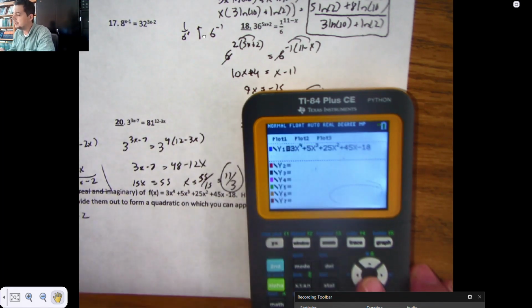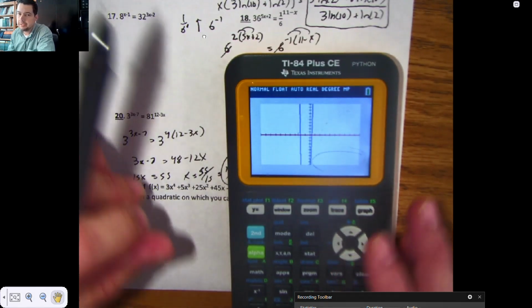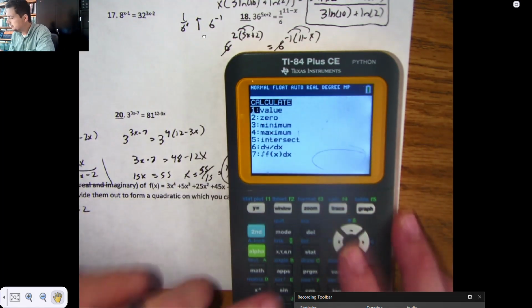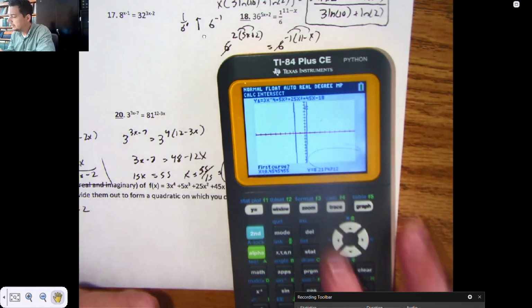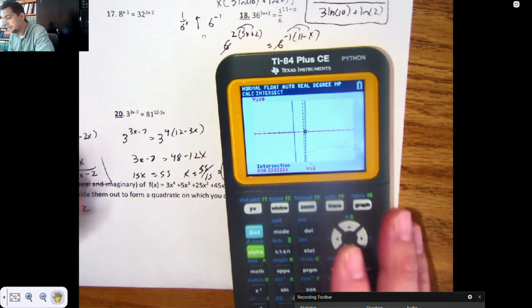So I'm going to put a 0 into y2. That way I can use the intersect feature. Second trace 5. Get close. Enter, enter, enter. Oh, it was a third.